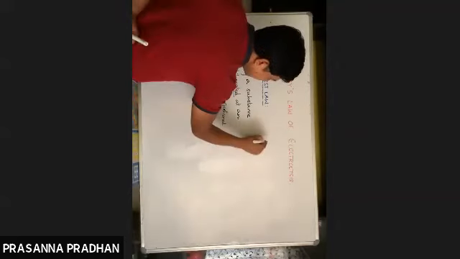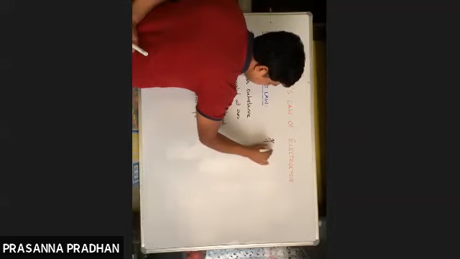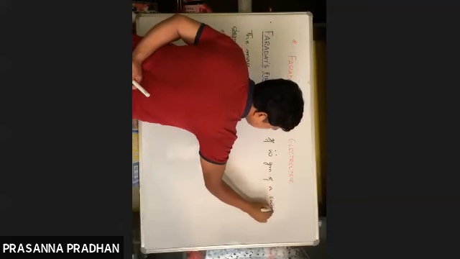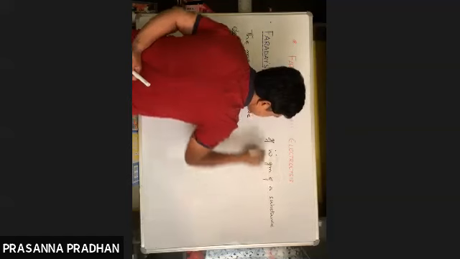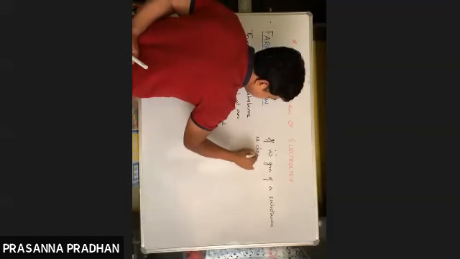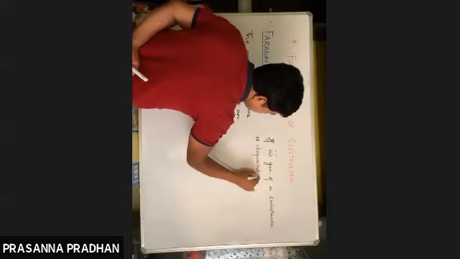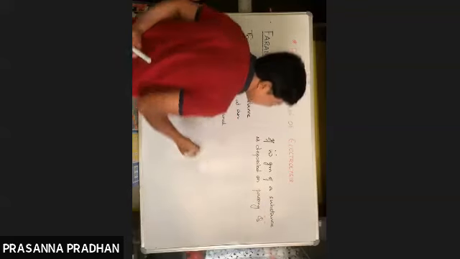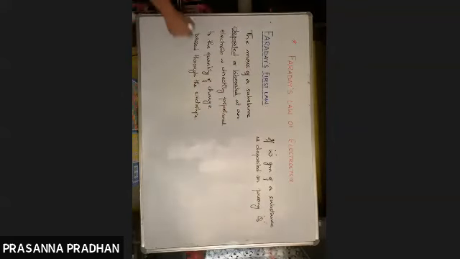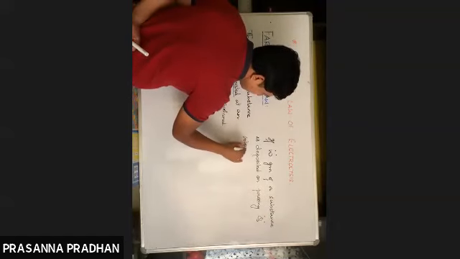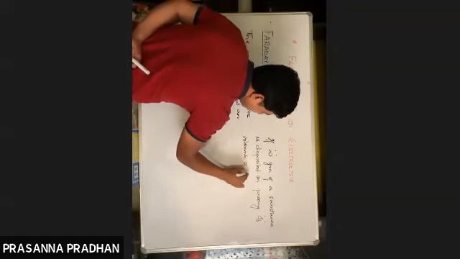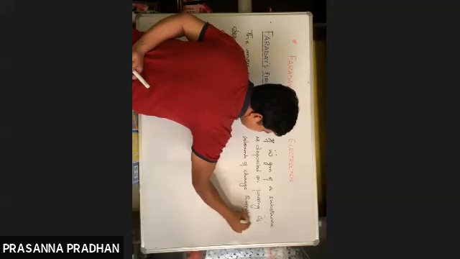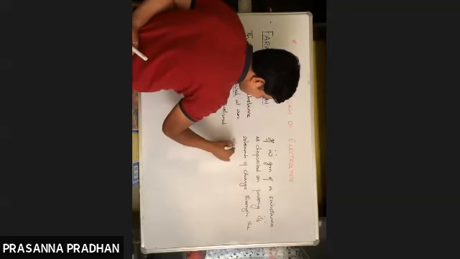Say suppose W gram of a substance is deposited on passing Q, capital Q. Q is the symbol of charge. On passing Q coulomb of charge through the electrolyte.